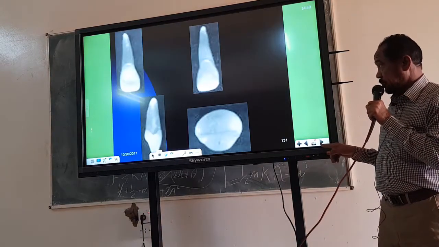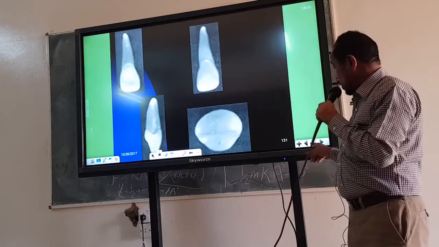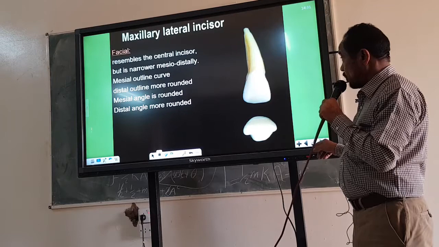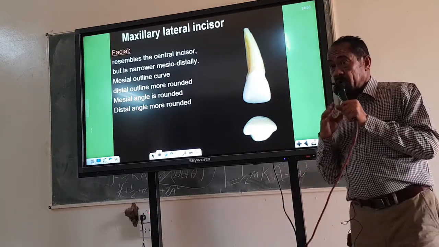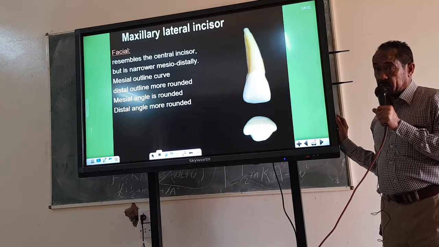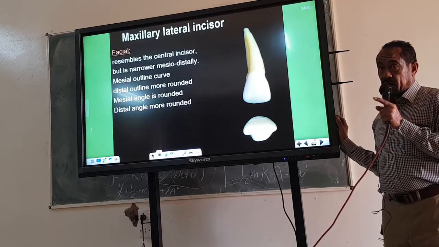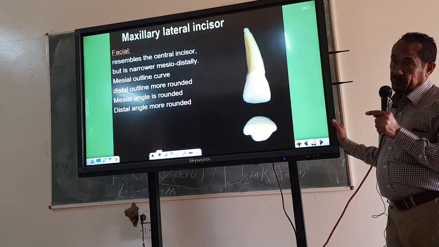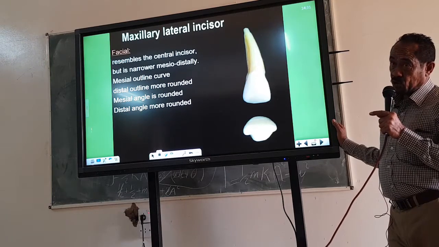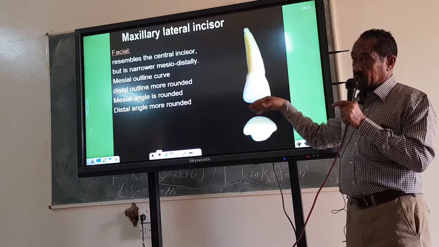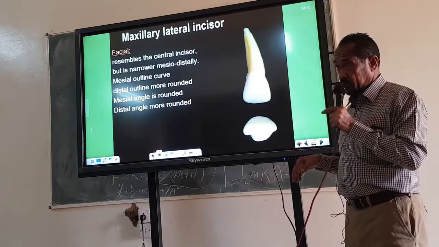The different surfaces of the tooth. What are the special morphological characteristic features of the lateral maxillary incisor? Things specific to it only. Narrow mesiodistally compared to the central. Round all over, because it has a round mesioincisal and a more round distoincisal, meaning roundness all over the surface.